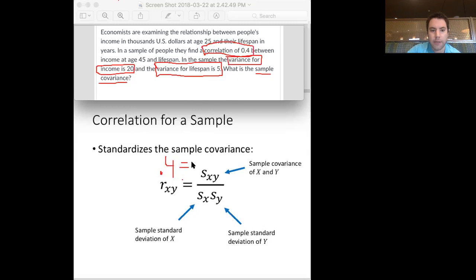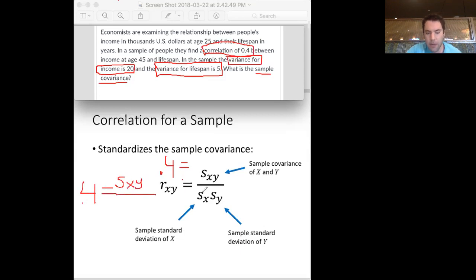And they're asking for the sample covariance, right? So the sample covariance is in the numerator. So that's what we're looking for. That's what we don't know. So I'm just gonna put this down here so I have more room to write. I'm gonna write 0.4 is equal to s xy, and that's what we're looking for.